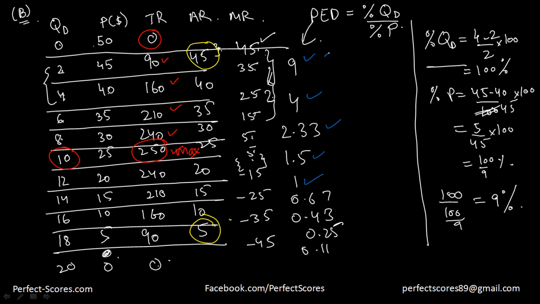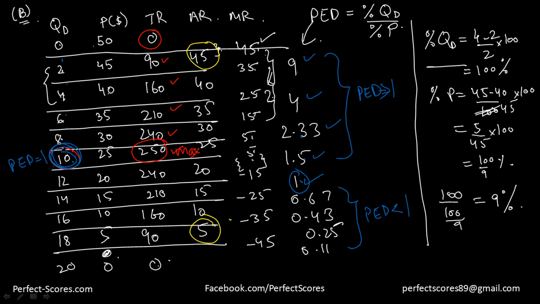And so till these points the price elasticity of demand is greater than 1, and after this it is less than 1. And what is this point over here? It's 1, 2, 3, 4, 5, right? So it's 1 for here, 2 for here, 3 for here, 4 for here, and 5 for here. So that means price elasticity of demand is going to be 1 at the 10th unit, right?